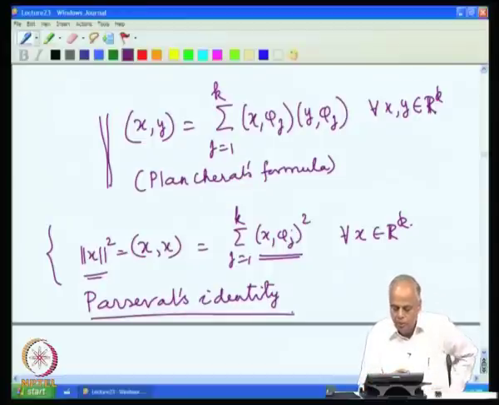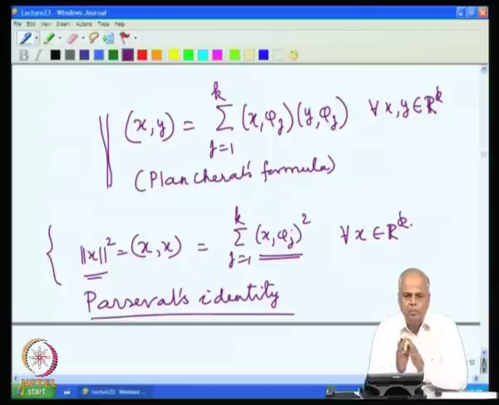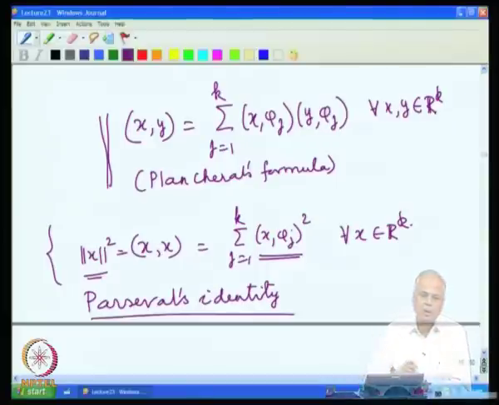This is called the Parseval's identity. So, now that we have given an orthonormal basis, we can expand every vector in terms of this orthonormal basis. The coefficients are called the Fourier coefficients, and whenever you want to take the inner product of two vectors, you have to simply take the sum of the products of the corresponding Fourier coefficients. Whenever you want to find the length squared, you have to only find the sum of the squares of the Fourier coefficients of that vector with respect to this orthonormal basis.